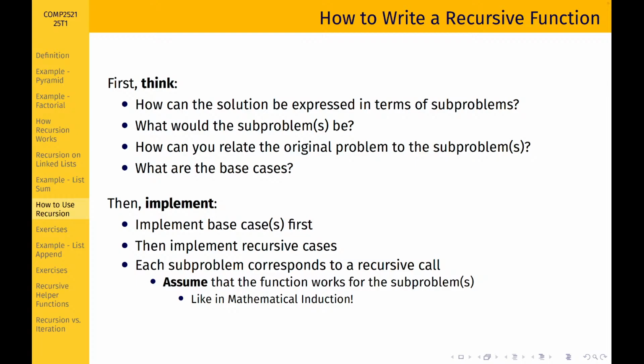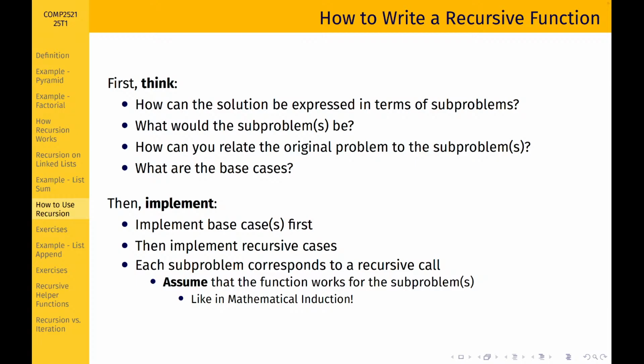And then next up is what are the base cases? So what are the cases where the problem is so simple that you don't need any recursion, that the problem just can't be broken down any further. Then after we've thought about all of these things, we can now implement our solution. So when you implement a recursive function, you usually implement the base cases first, because there's no recursion involved, and it's really simple. And then you implement your recursive cases. And my advice for implementing the recursive cases is each subproblem typically corresponds to a recursive call.